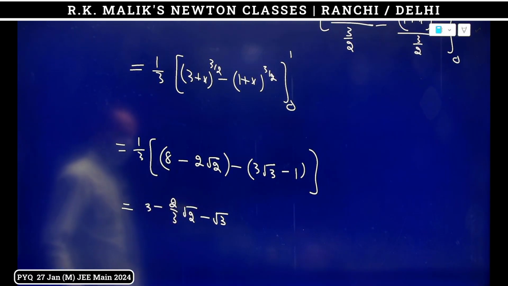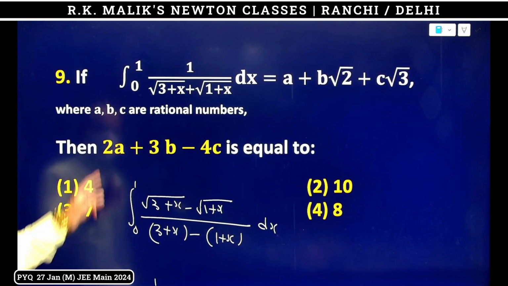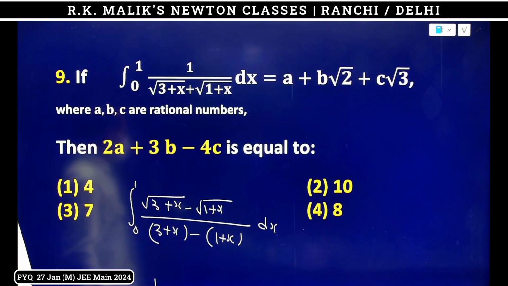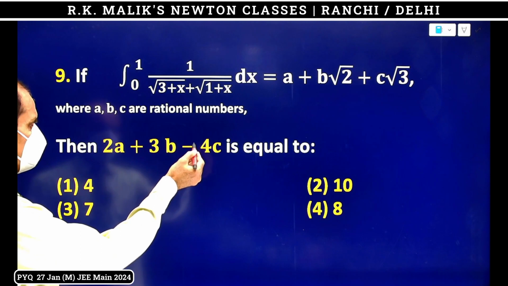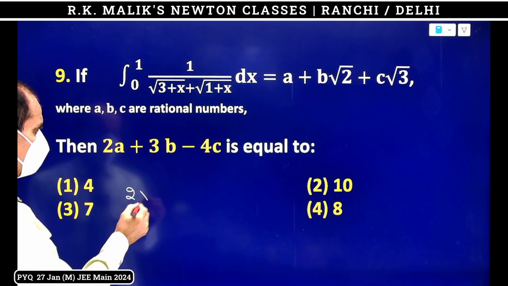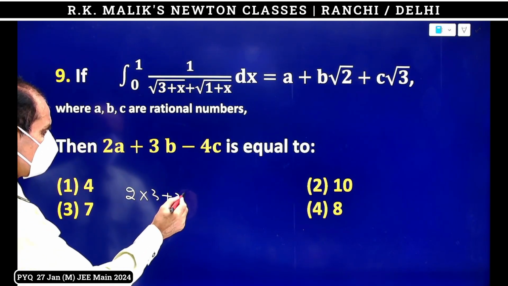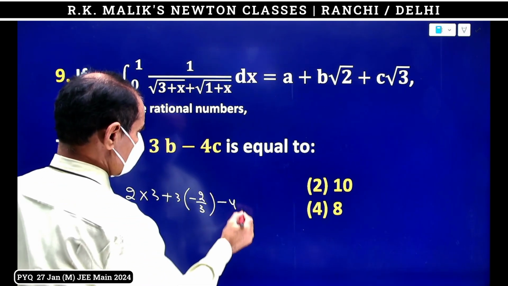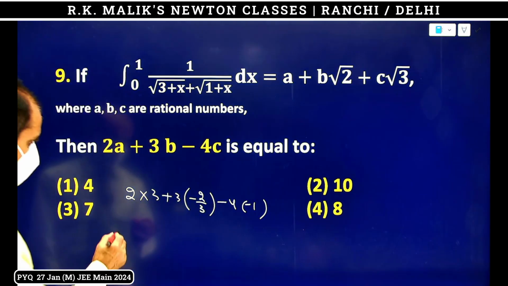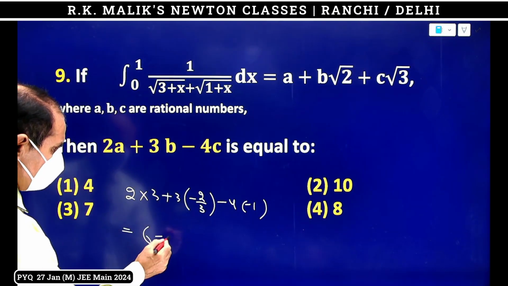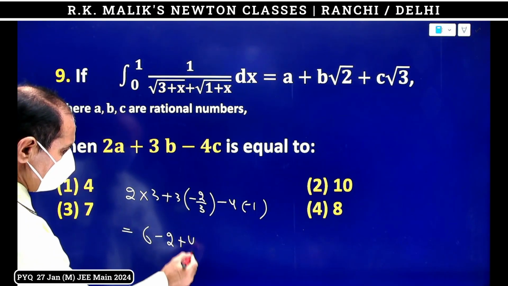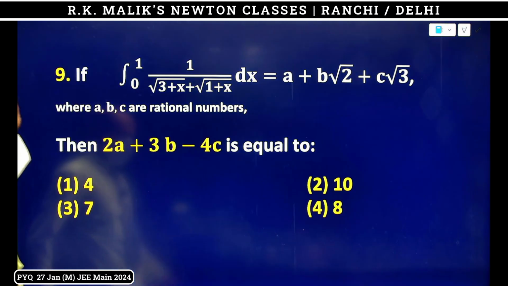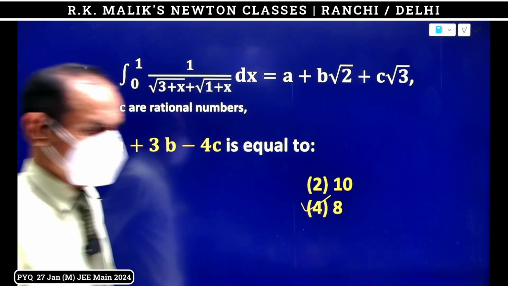Note that I am allowed to compare coefficients because it is given that A, B, C are rational numbers. Hence the value of 2A plus 3B minus 4C is 2 into 3 plus 3 into minus 2 by 3 minus 4 into minus 1. That is equal to 6 minus 2 plus 4, that is 8. Hence I can say fourth choice is the correct choice.